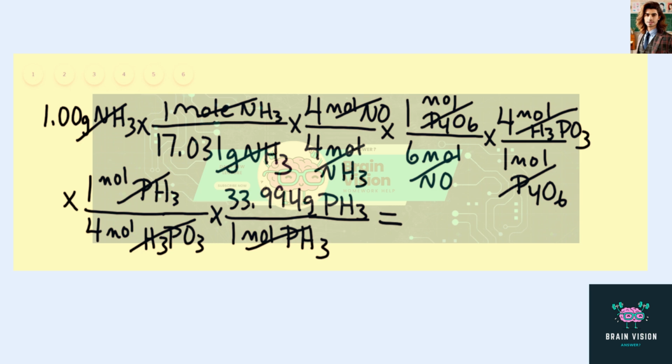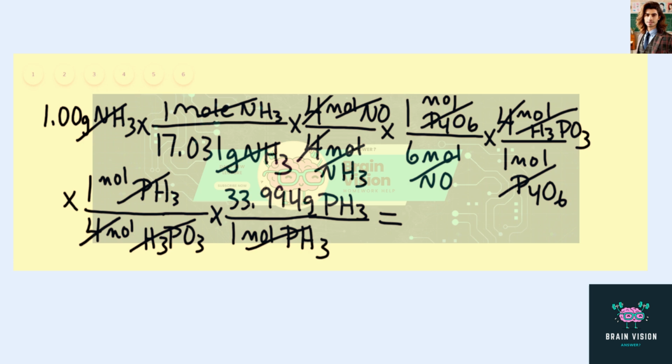Work smart, not hard. Simplify your work before you plug into the calculator. So we notice that there's a 4 on the top and the bottom up here, so we're going to cancel those out. We also notice there's a 4 on the top over here and 1 down here on the bottom. So that simplifies our work. So now we'll work across.